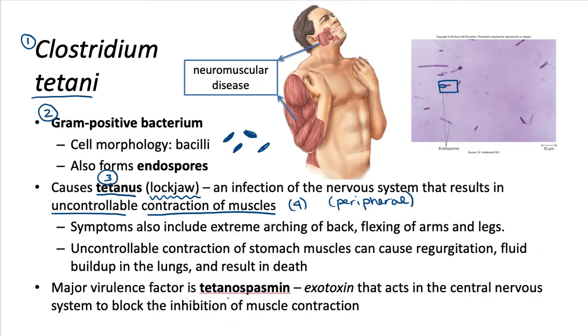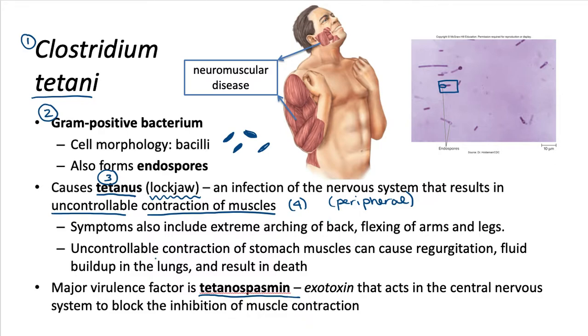The major virulence factor is the toxin that causes this uncontrollable muscle contraction. The toxin is called tetanospasmin. Tetano for tetanus, spasmin for the muscle spasms. This is an exotoxin produced by the Clostridium, and it acts in the central nervous system, but what it does is it blocks the inhibition of the muscle contraction. And so even though the toxin initially has an effect in the central nervous system, it's the peripheral nervous system or those neuromuscular junctions that are inhibited.